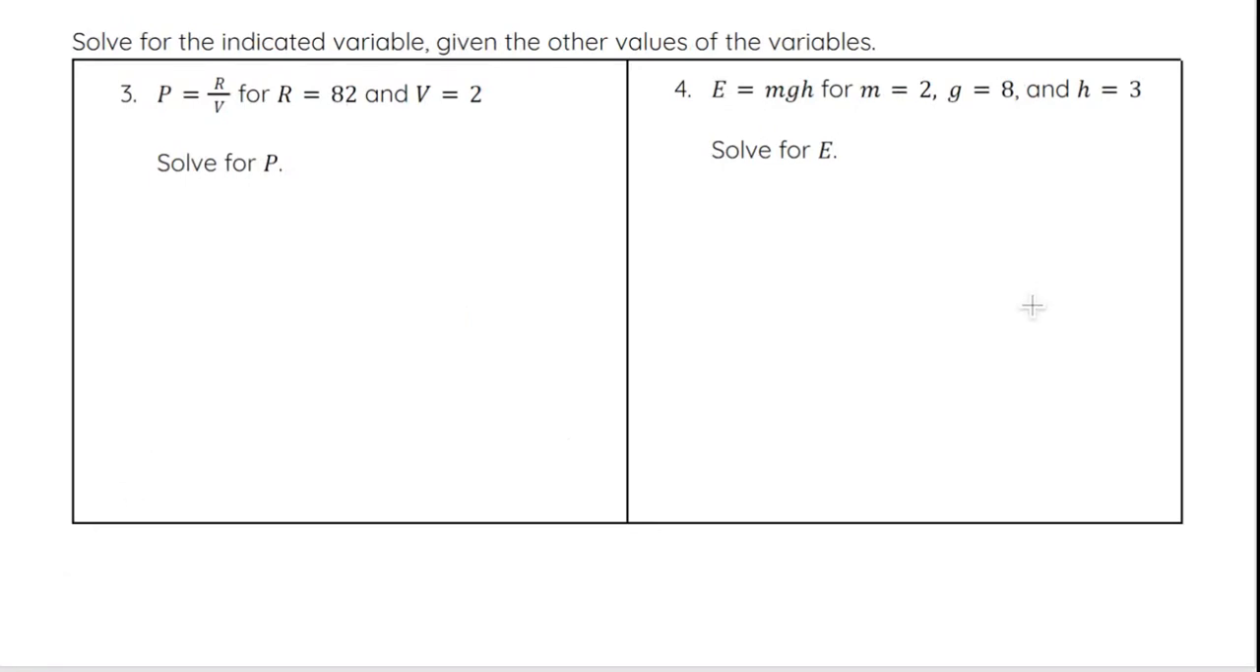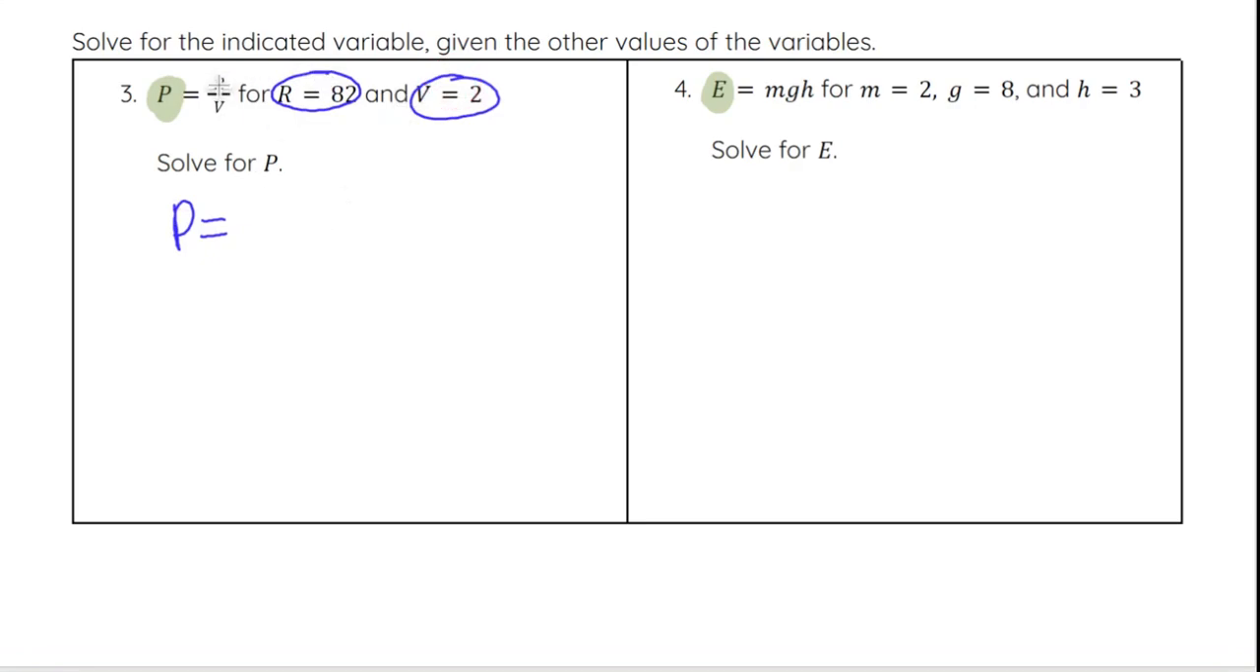Now let's go ahead and try the next two, which are going to be very similar except they're set up in an equation format and we are solving for one of the variables. So here we are solving for p, and over here we're solving for e. And they give us the variable values as well. So p equals r over v. R is 82 and v is 2.